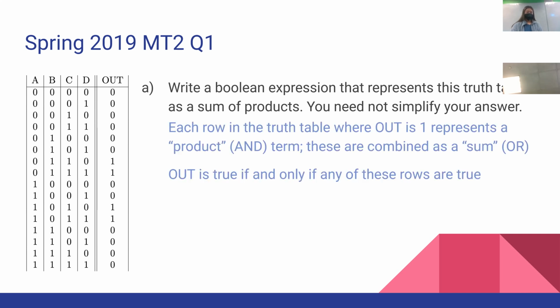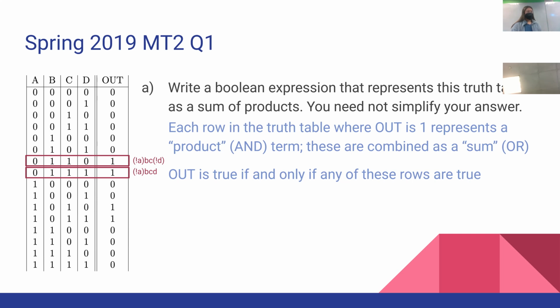Each row in the truth table where the output is 1 represents the product. That's an AND term. For example, if you look at the first row where the output is 1, that would be if A is 0, B and C are 1, and then D is 0. You can think about how you would represent that in equation form, where 0 is not of something and 1 represents something being true. The output is true if and only if any of these rows are true. So this first row would be not A and B and C and not D. In order for the output to be true in this case, you need all 4 of those variables to be in those states.